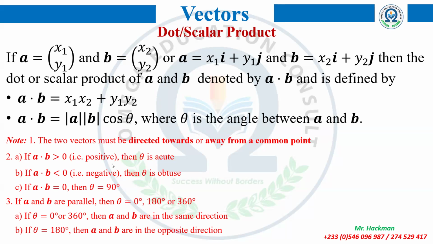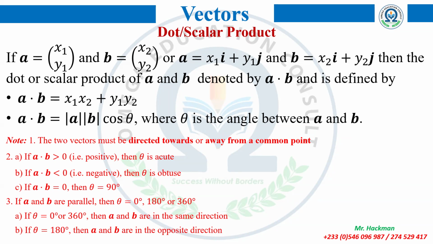However, we have to take note of this vital information here. Note 1, the first note: for the dot product to be valid, and for the angle that you are looking for to be the exact angle that we are looking for, take note of this. The two vectors must be directed towards or away from a common point.